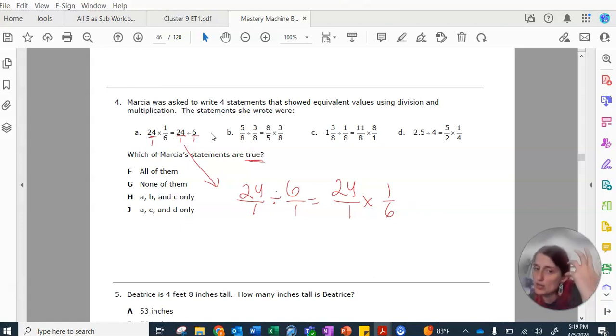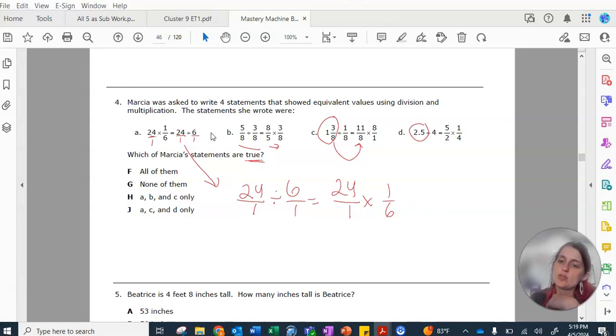B looks fairly straightforward because it starts with a division problem, it changes to a multiplication problem. They were both fractions originally, so I feel like we can figure that one out pretty easily to decide if that's true or false. C, I see a mixed number. I am not allowed to use mixed numbers. I need to change it to improper fractions, so you need to first double check that that 11/8 is the correct version. It's equivalent to 1 3/8.